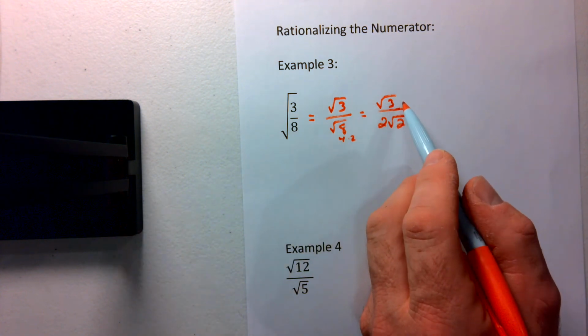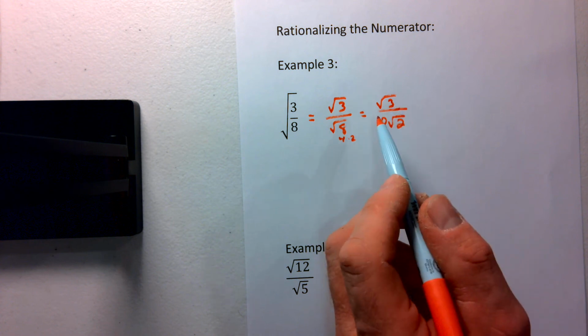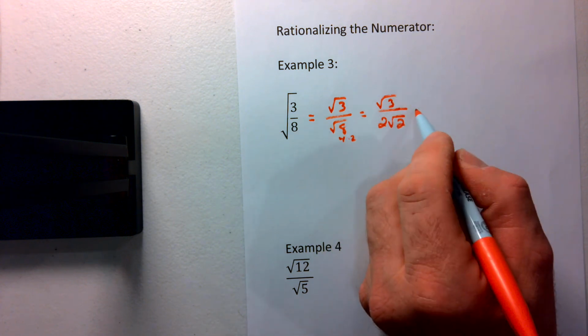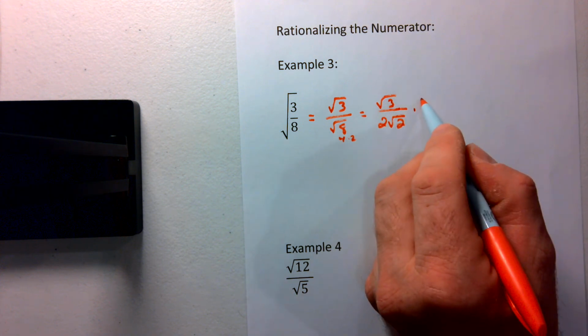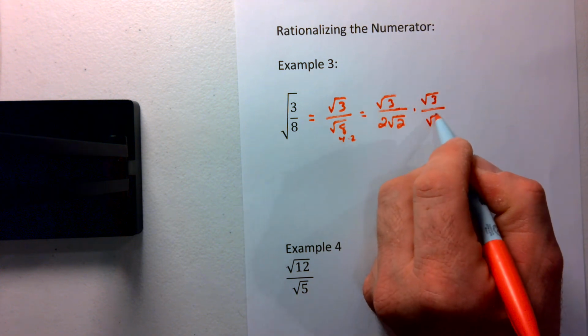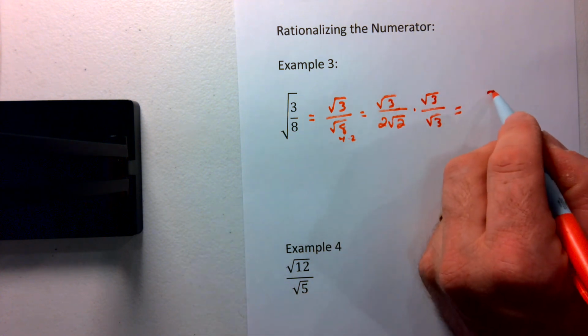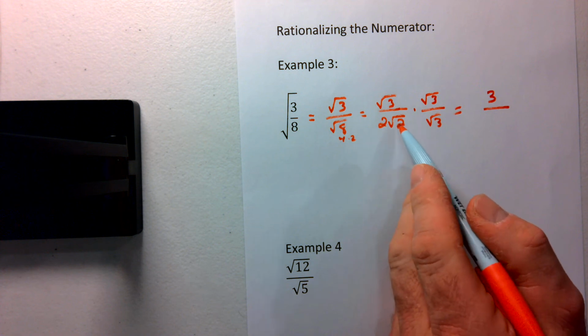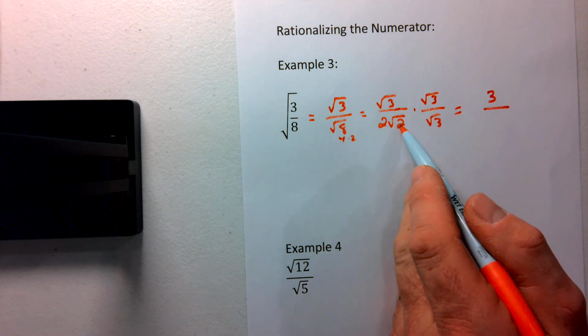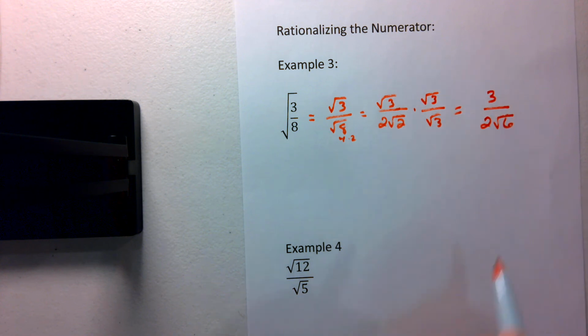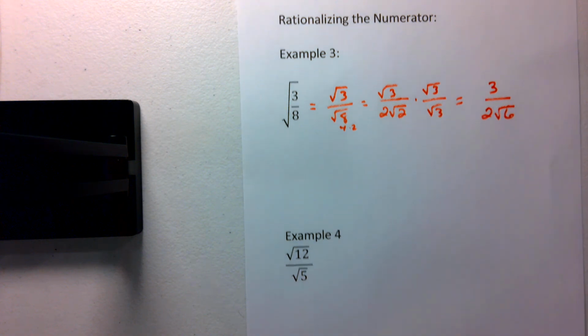Now to rationalize the numerator, we do the same process that we did when we rationalized our denominator, but we do it with the numerator. So what do we multiply radical 3 by to get a perfect square? Well, we multiply by radical 3, don't we? So we have radical 3 times radical 3, which is 3, divided by, here we're going to multiply radical 2 to radical 3, and we get 2 radical 6. And that's going to be our answer as we've rationalized now the numerator, not just the denominator.